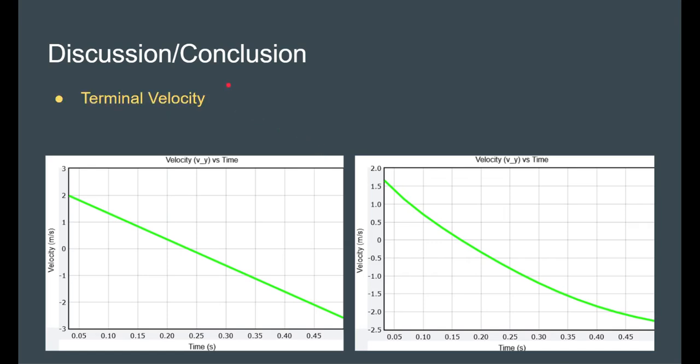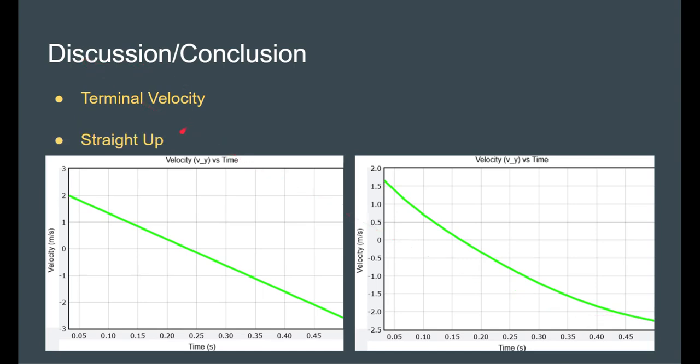Discussion, first of all, with terminal velocity. We can see velocity without drag is just linear, while velocity with drag has this exponential decay. Eventually this would level out to being flat, and that's what terminal velocity would be, when there's no change in velocity. But obviously that's not occurring here. That would happen after more time, when the forces have leveled out.